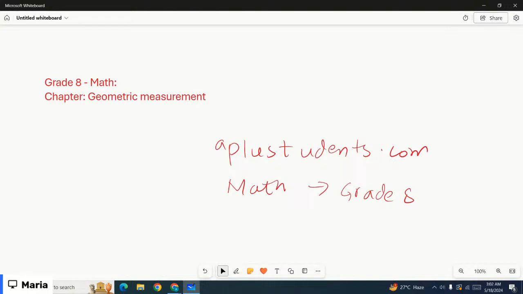There you can find a list of the chapters. We're going to start with the chapter geometric measurement. So please make sure you have your notebook and pencil so that you can note down the important examples and definitions as well.